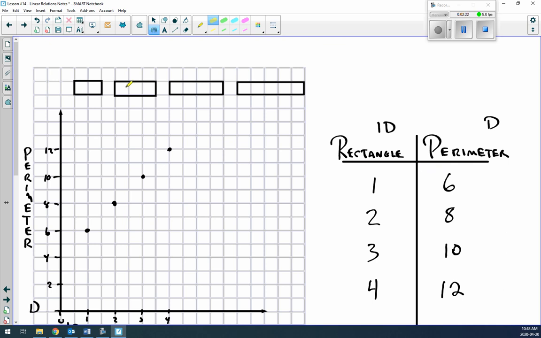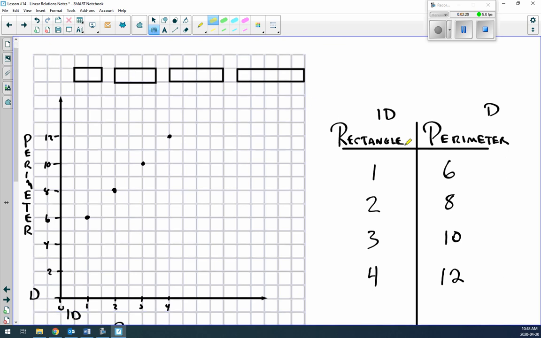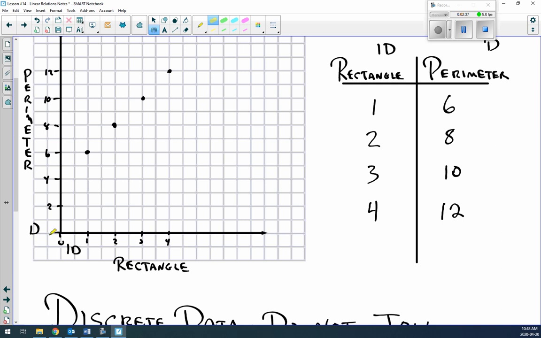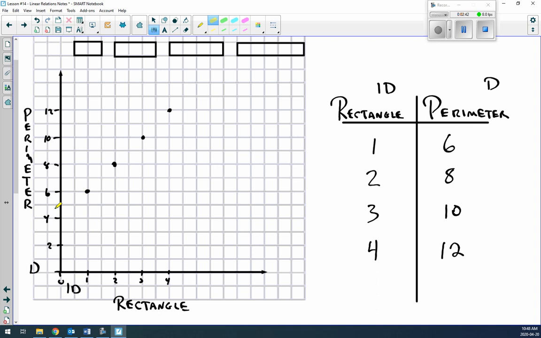Okay. Rectangle 2, perimeter is 8. Rectangle 3, 10. Rectangle 4, 12. So we just add them up. Okay, so now we can look at independent, dependent. The perimeter depends upon the rectangle. So the rectangle is the independent, so that's going to go on the bottom. Remember, DID, dependent, independent. So the rectangle is going to go on the bottom, and the perimeter is going to go up the side. So we plot our points: (1, 6), (2, 8), (3, 10), (4, 12).